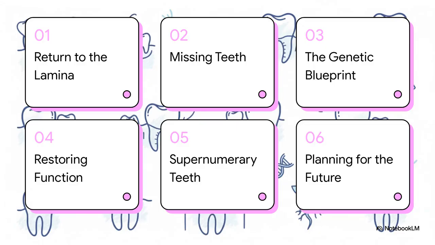We're going to start at the lamina, obviously. Then we're going to dig into the clinical problem of missing teeth, what we call hypodontia. From there, we'll look at the genetics behind it, which is fascinating stuff. Then we'll get practical. How do we treat these patients?